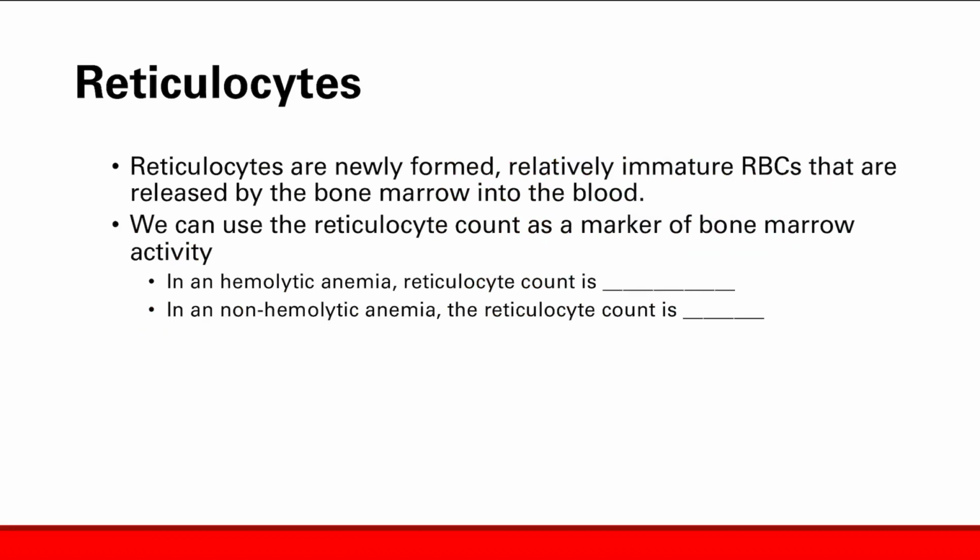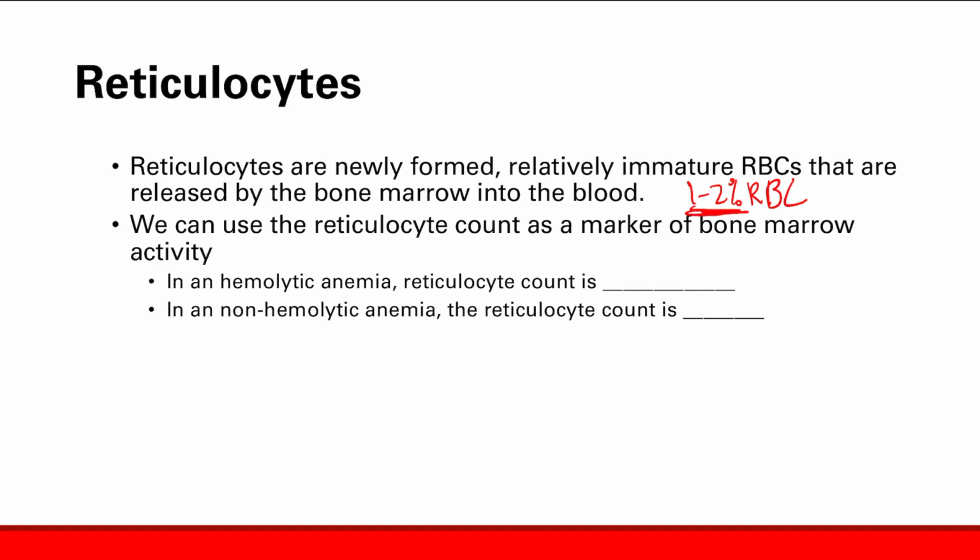Reticulocytes, I told you, are newly formed, relatively immature red blood cells that are released by the bone marrow into the blood. These reticulocytes circulate for about a day in the blood before they eventually develop into mature red blood cells. Normally, reticulocytes make up about 1 to 2% of all red blood cells. That's a normal amount, when your bone marrow is making a normal amount of red blood cells, because even now your red blood cells are flowing around and you're going to lose some. They're going to die, and you need to replace them with 1 to 2% reticulocytes. We can use this reticulocyte count as a marker of bone marrow activity.